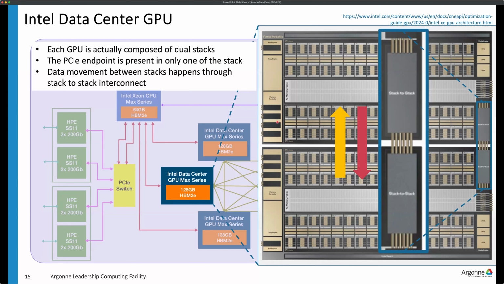There's also the caveat that the PCI endpoint that connects to the CPU is connected to tile 0 of all the GPUs. So if tile 1 needs to communicate to the CPU, it needs to go through tile 0. So it will share the PCI bandwidth if you were to do transactions or memory movement between both the stacks at the same time.